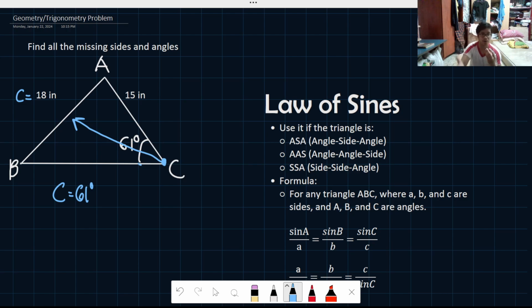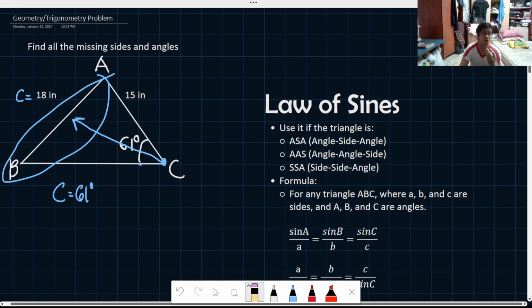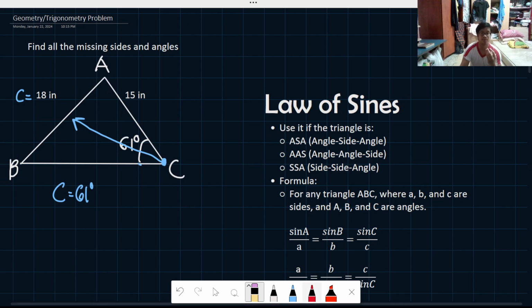In other words, to label the sides of a triangle, it depends on the opposite angle. Just like this, for example, if we have an angle C here, then its opposite side, the side it is facing, which is this one, would be its small letter c.